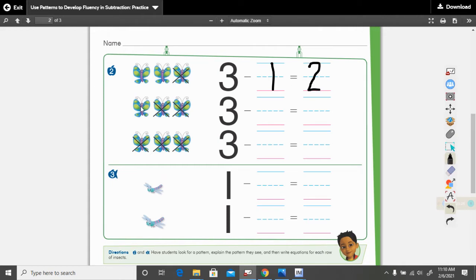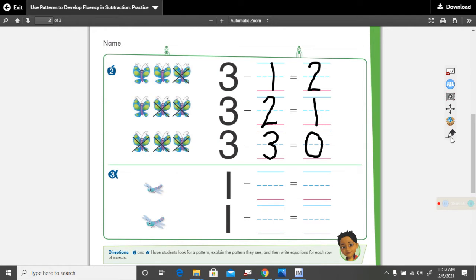Let's look at this one. They started out with 3. 1, 2, 3. Minus, how many did they mark out this time? They marked out 2. 3 minus 2 equals, how many do they have left? They have 1 left. Look at the last group of butterflies here. They started out with 3. How many did they mark out? They took away all 3. 3 minus 3 equals, how many are left over that's not marked out? 0, none, because they are all marked out.